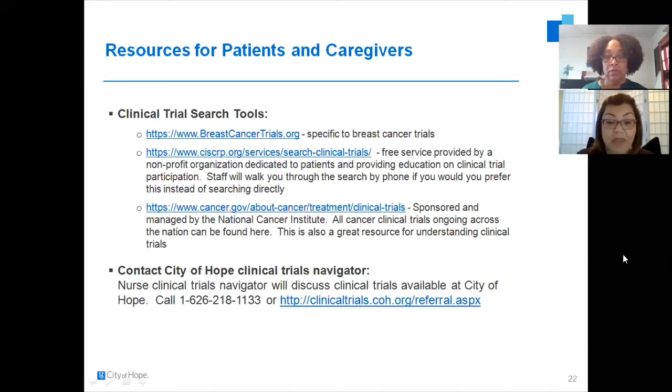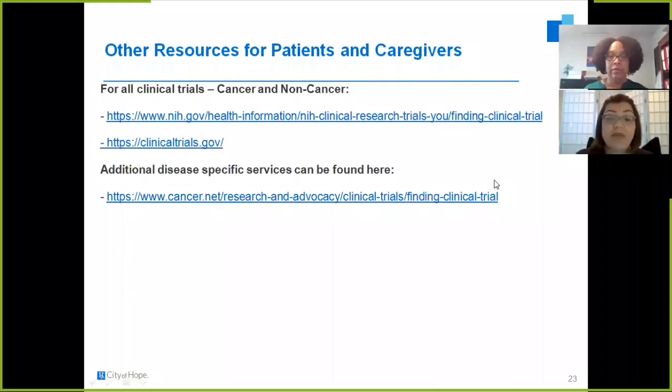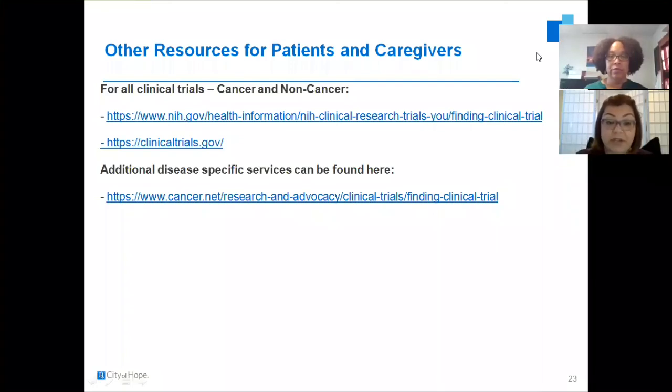We encourage you, once you've found a clinical trial that you think you would like to participate in, to reach out to your provider to make sure that it's a trial that would fit you and your treatment needs. Other resources for patients and caregivers also include cancer and non-cancer networks. We have the National Institutes of Health, which is nih.gov, that you'll see here.